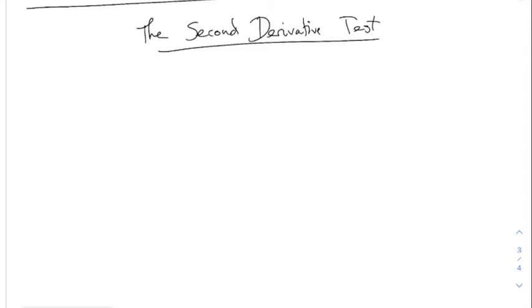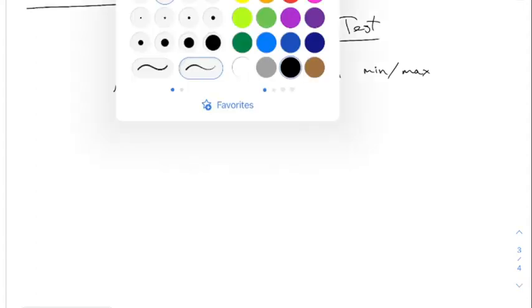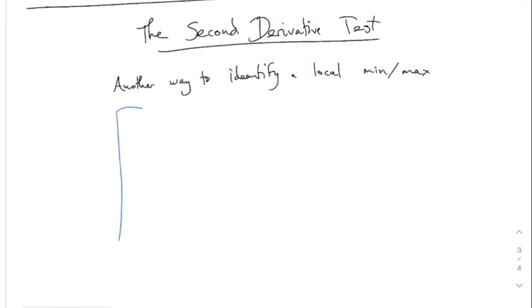So this is another way to identify a local minimum or maximum. The first derivative test was the first way that we learned to identify a local minimum or maximum. I'll write this inside a bracket here. I will refresh your memory about the first derivative test, because the second derivative test is meant to do the same thing. It's just a different method for doing the same thing.